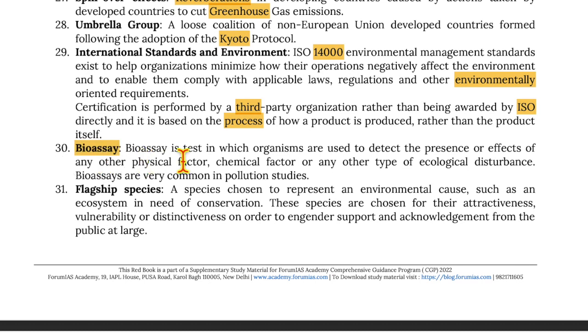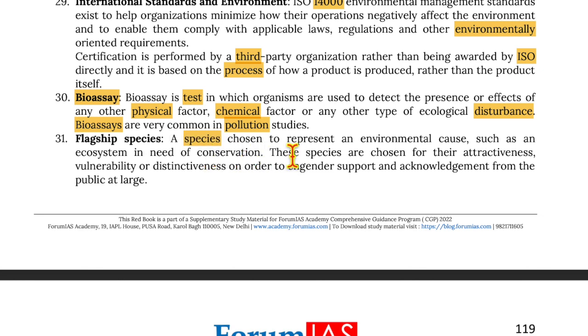Bioassay. A bioassay is a test in which organisms are used to detect the presence or effect of any other physical factors, chemical factors, or any other type of ecological disturbance. Bioassays are very common in pollution studies. Now, flagship species are species chosen to represent an environmental cause, such as an ecosystem in need of conservation. These species are chosen for their attractiveness, vulnerability, or distinctiveness, in order to engender support and acknowledgement from the public at large.